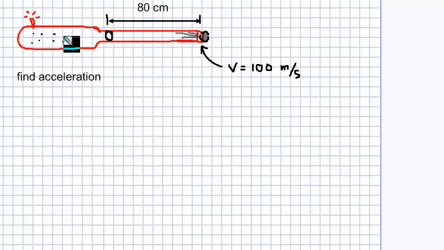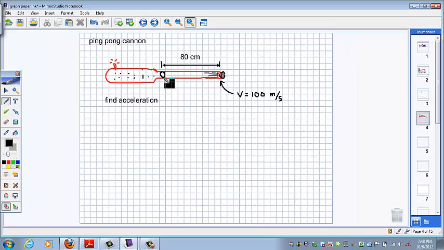We light a little spark, and the ping pong ball, which originally is sitting here all wadded up at rest, shoots out through an 80 centimeter tube and comes flying out with an astonishing speed of 100 meters per second, and your job is to find the acceleration. Let's see if, given what you see right here in front of you, you can do that. And I'll give you a moment to think about that. And now let's talk about the solution.